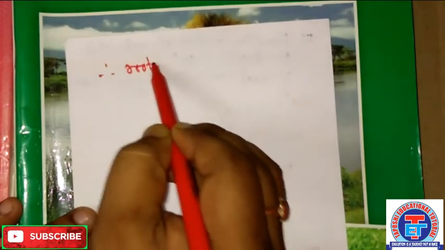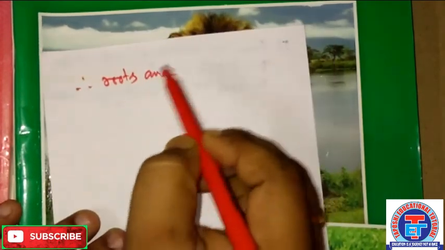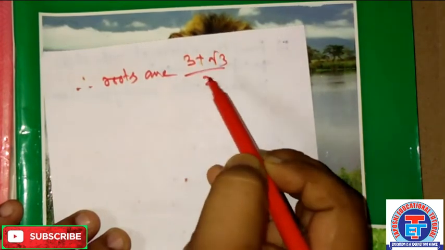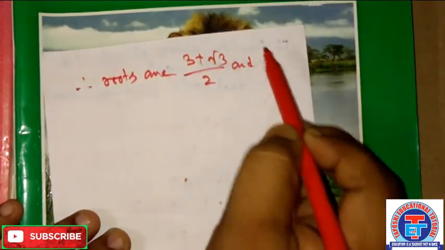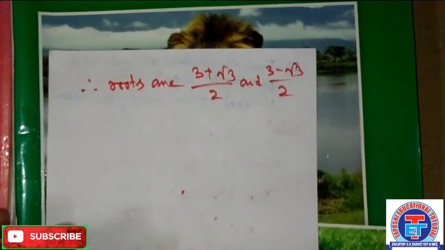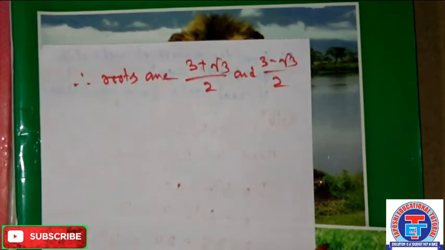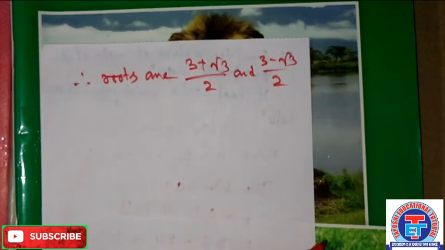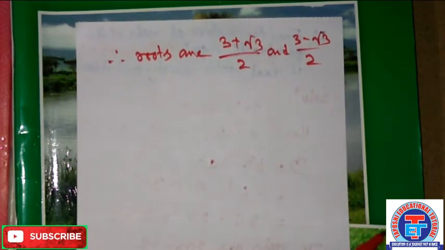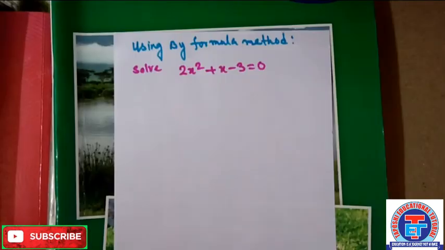Therefore roots are 3 plus root 3 by 2 and 3 minus root 3 by 2, right? So here the roots of the equation are real and unequal, right? Hope you understand very well this problem and their solution.